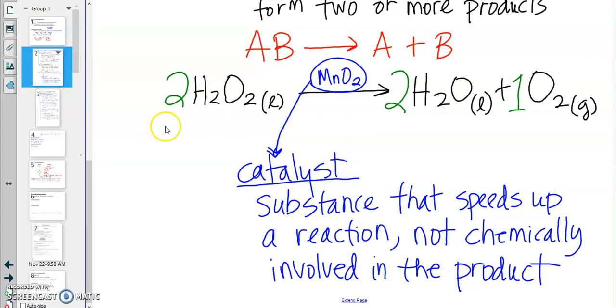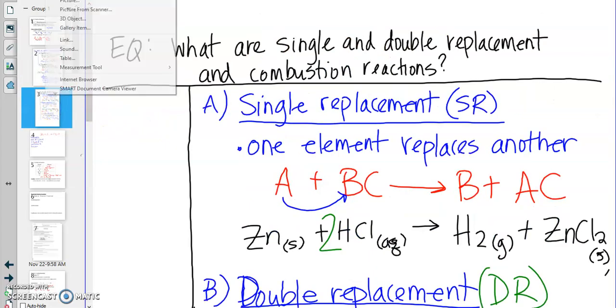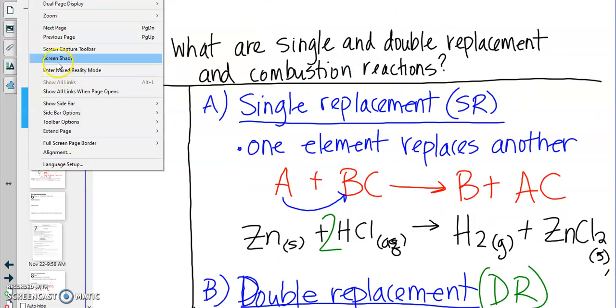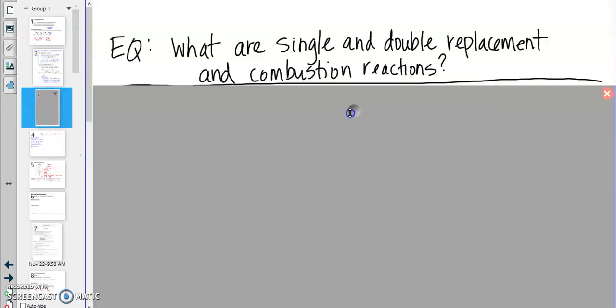So those are the first two. Let me get a screen shade here. Now, this is the next page for you, so I'd recommend getting another new fresh page. Now we have a few more reactions to talk about. Now this one is, what are single and double replacement and combustion reactions?